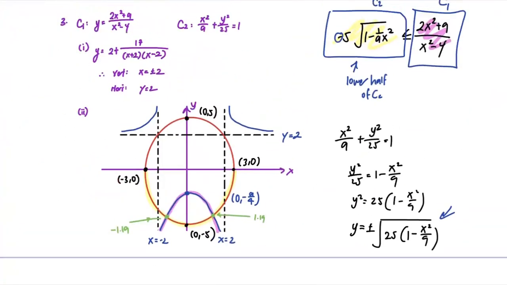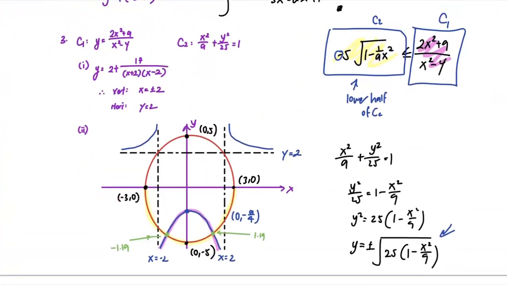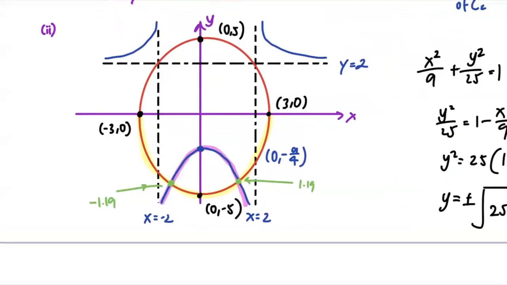Okay, now you need to understand what the inequality means. Just by the logic of inequality, I want C1 to be bigger than C2. It means the C1 graph must be above the C2 graph. That's basically what it means. C1 above C2. Where is it that C1 is above C2?